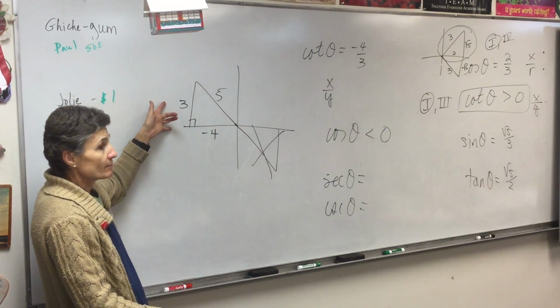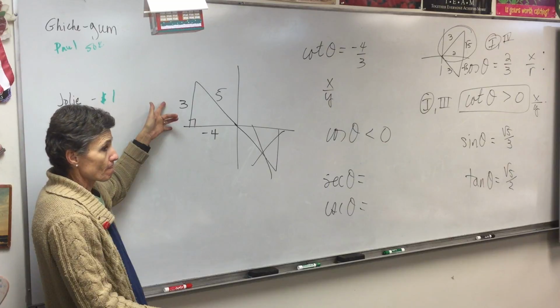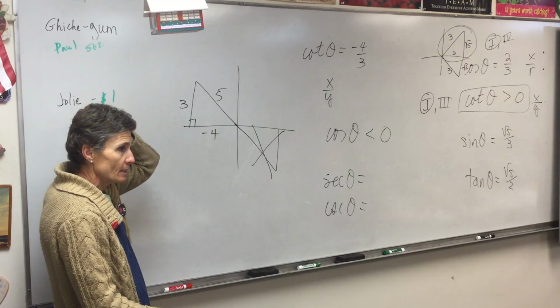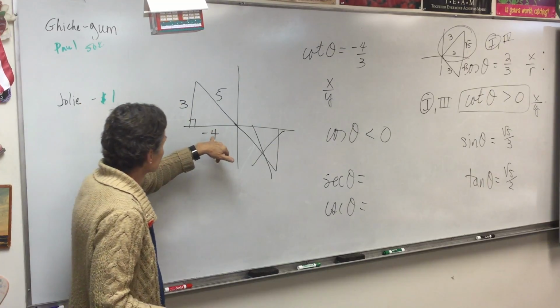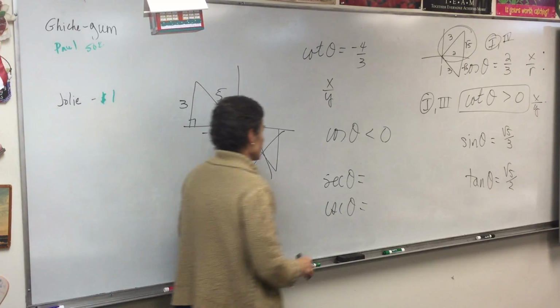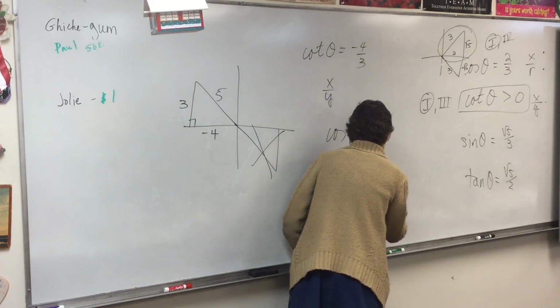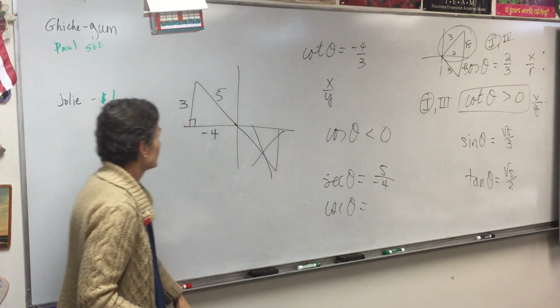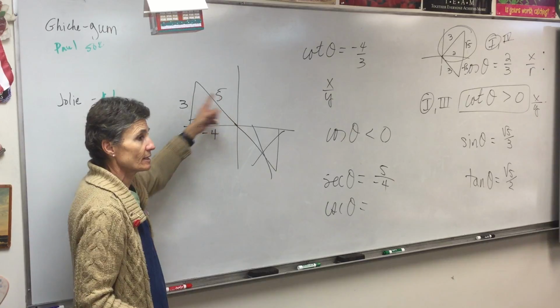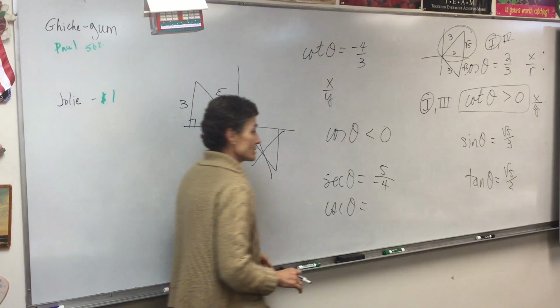So what's the secant? Secant is the reciprocal of cosine. So cosine is negative 4 over 5, so secant would be 5 over negative 4. Sine would be 3/5, so cosecant is 5/3. Anything?